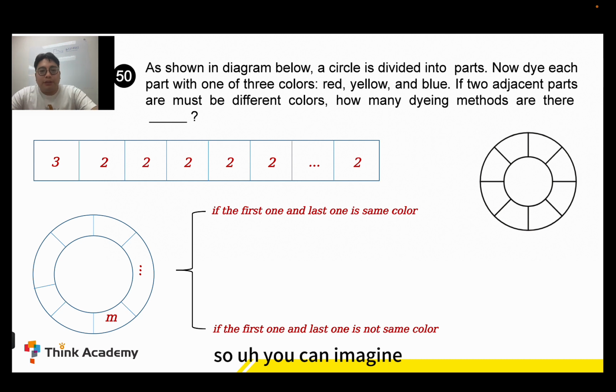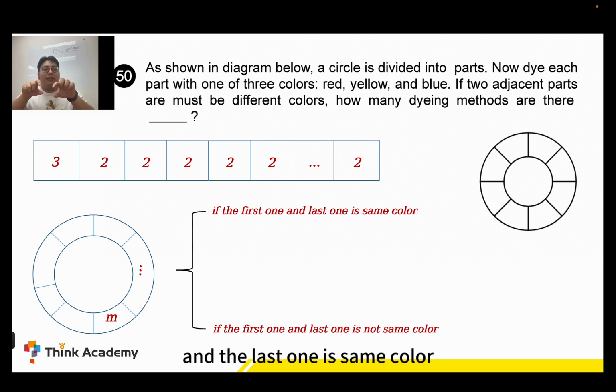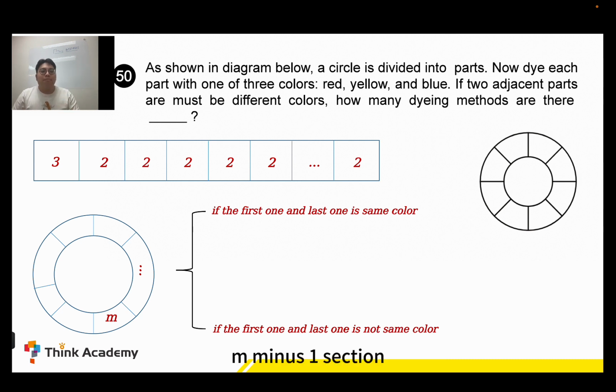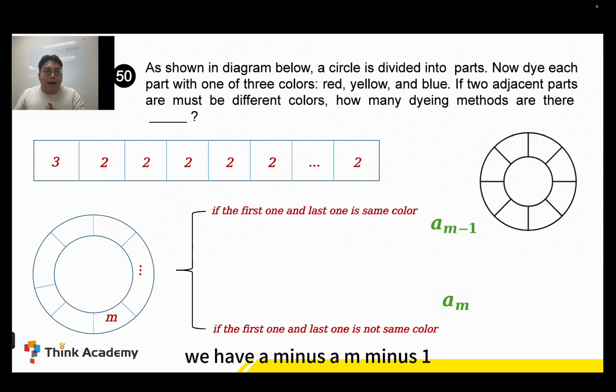You can imagine, if the first one and last one are the same color and I bend it into a circle, how many sections do we have? Because the first and last are the same color, we can treat them as just 1 section, so we have m minus 1 sections. If the first one and last one are not the same color, for example one is red and one is yellow, how many sections do we have? We have m sections. So the first situation has a(m−1) choices, and the second situation has a(m) choices.